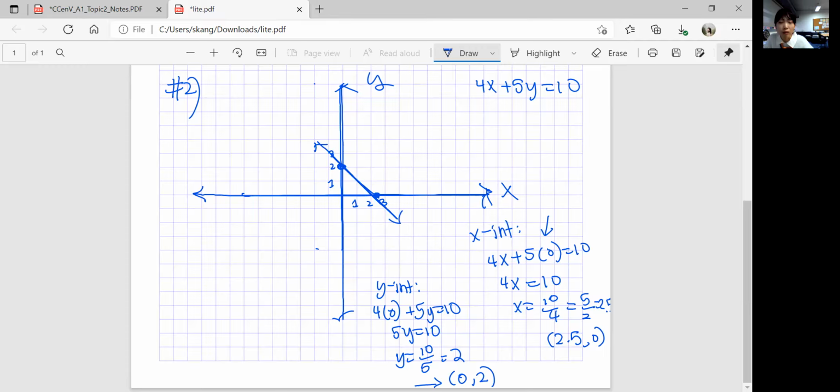Or try number 2. 4x plus 5y is equal to 10. All right.